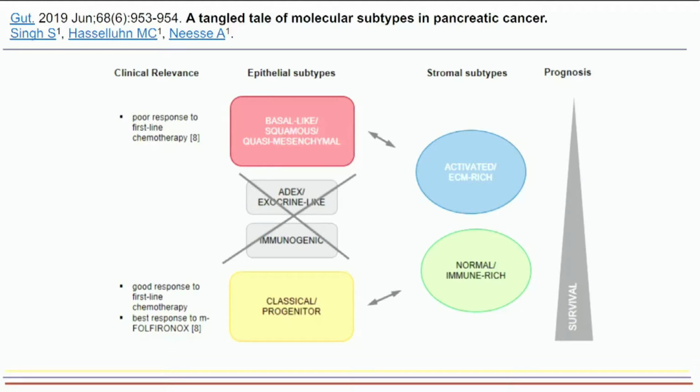And on the basis of these subtypes, we changed the schema: ADEX and immune-like, or immunogenic, is closer to classic. ADEX was not confirmed, and the types were divided into epithelial squamous and quasi-squamous, which give a very poor response to the first line of chemotherapy. And the classical or progenitor epithelial subtypes give a good response to first-line chemotherapy and a very good response to FOLFIRINOX. So where we have a good response, we may have a good overall survival.